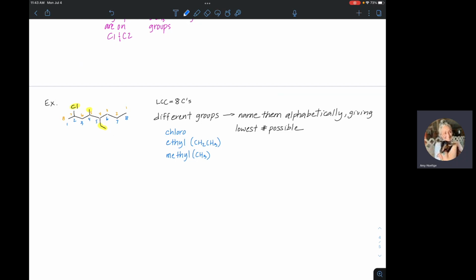Now I need to alphabetize these. Obviously, we've done that in our list. So counting from left to right, I have 2-chloro. Then I need to tell somebody I have an ethyl group on the 5th carbon. So 5-ethyl. I have another substituent. Methyl comes after ethyl alphabetically, even though 4 comes before 5. So don't get confused with, hey, you put a 5 before the 4. Yeah, because ethyl comes before methyl. It just happens to be on the next carbon down.